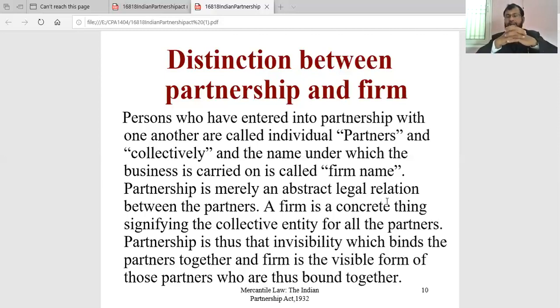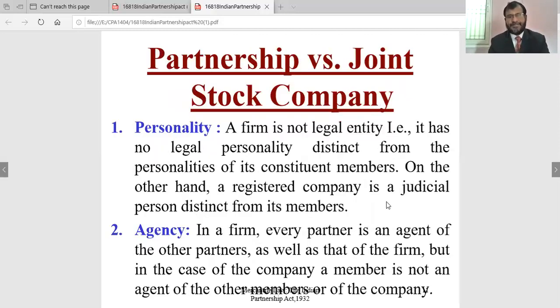Collectively they are known as firm. Okay, this is a distinction between the partnership and the firm. We will see what is the comparison between partnership and the joint stock company. What is the difference between partnership and joint stock company, or otherwise it is called a company or a corporate. Okay, first we will classify this based on these parameters.